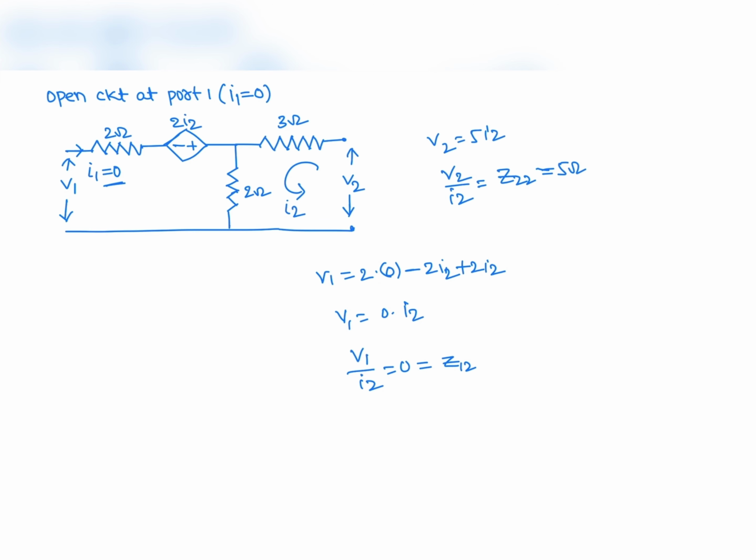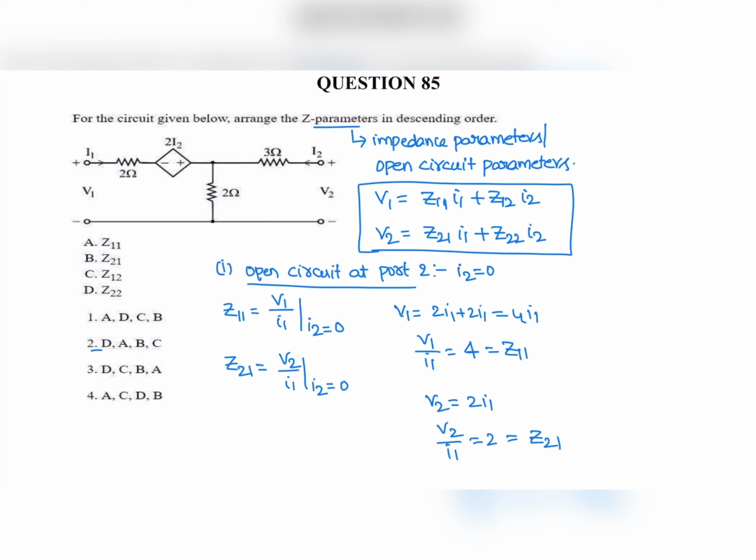Now the corresponding Z matrix is Z11 4, Z12 0, Z21 2 and Z22 5. So now the decreasing order of Z parameters is Z22 is 5, which is highest, and then Z11 followed by Z21 followed by Z12. So correct option is D, A, B, C.